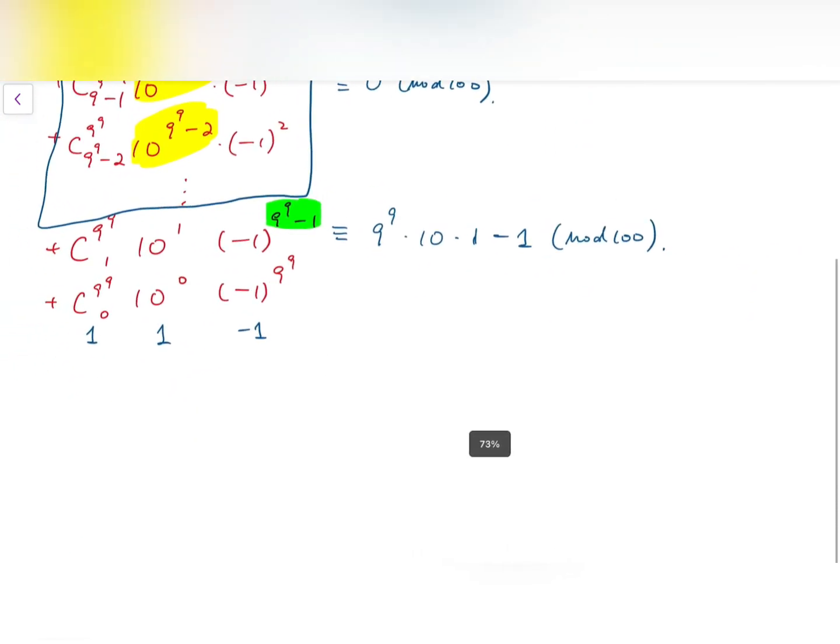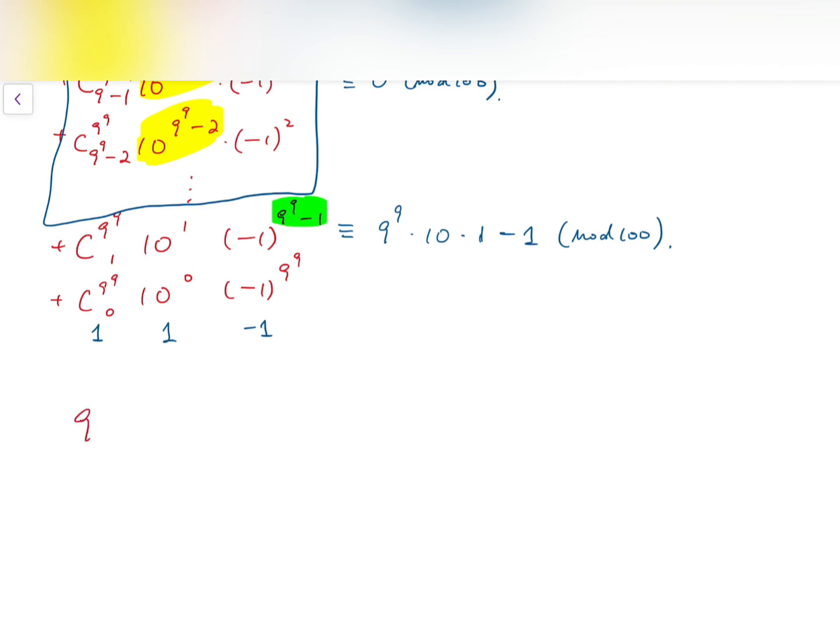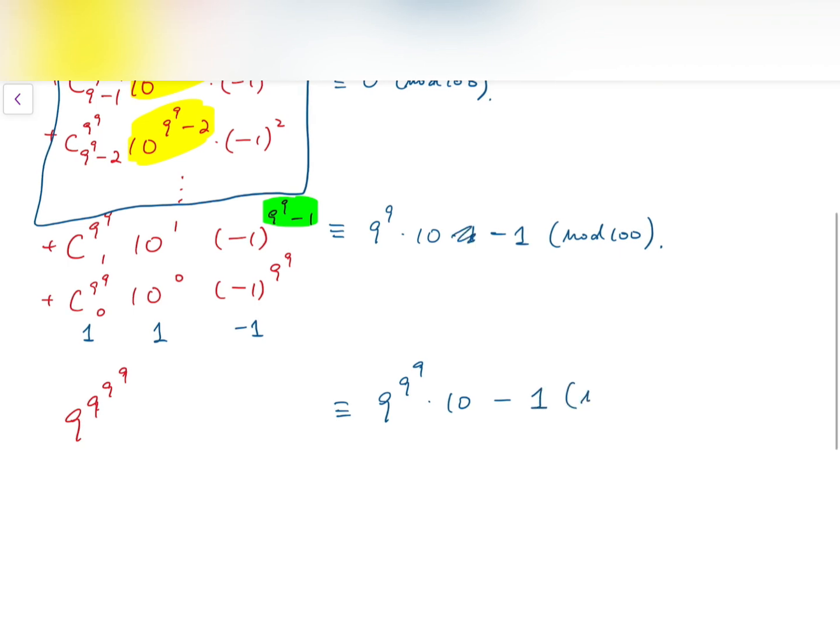And from this we can see that we can do the same on the more complicated power. In fact, I can say it's also congruent to 9 to the power 9 to the power 9 times 10 times 1, minus 1 mod 100. And from this, if we want to show that the last two digits of both powers are the same, it only means to show that these two terms have the same remainder when divided by 100.